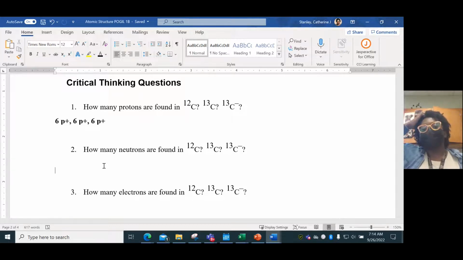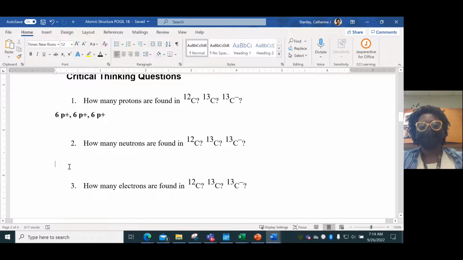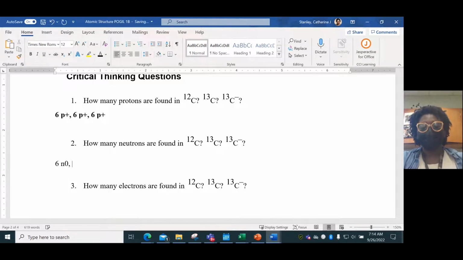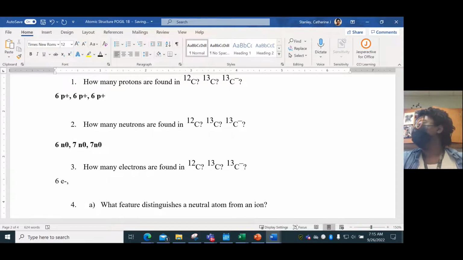Okay, how many neutrons are located in 12C? How do we determine this? Yes, literally it told us how many are right there. It says 6 are in 12C, 7 are in 13C, and 7 are in 13C minus. So let's go ahead and put that in. We have 6 neutrons in 12C. We have 7 neutrons in 13C and 7 neutrons in 13C minus. How many electrons did we have here, everybody? 6 electrons, then what?